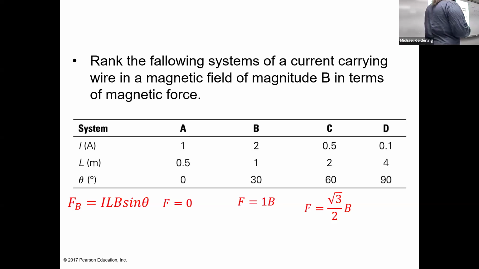And for D, we have 0.1 times 4 times the sine of 90 degrees. The sine of 90 degrees is 1. That is 0.4B. So from weakest to strongest, A is the weakest, then D, then C, and lastly, B is the strongest.